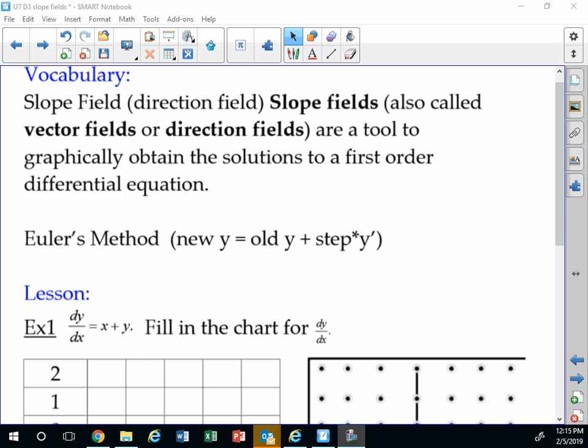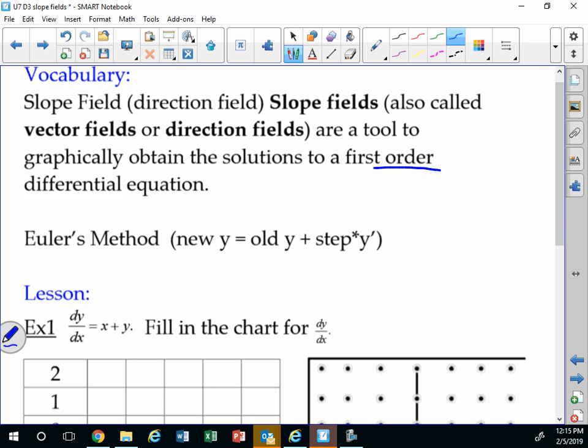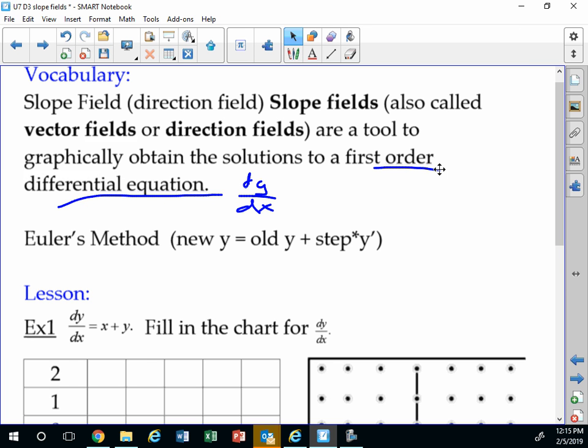Now, when I say first-order differential equation, that literally means dy/dx, or dy/dt, or y prime. It means it's not the second derivative, it's the first derivative. First order, first derivative. It means I can find what the graph of the original function is going to look like using a slope field.